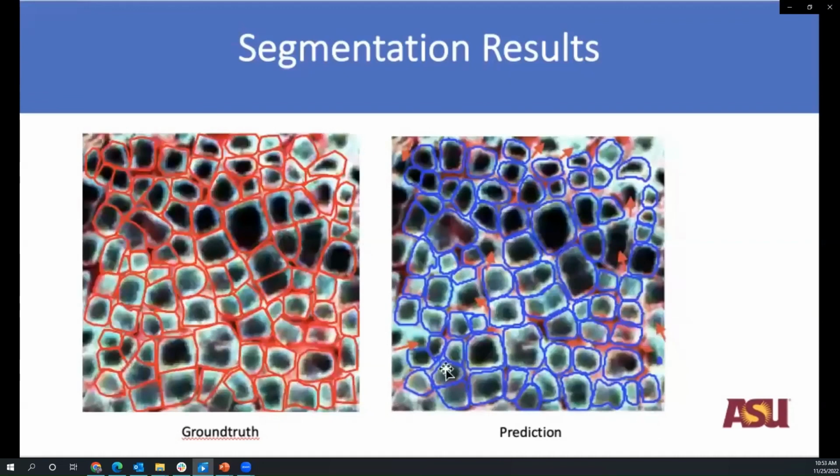And this is another image showing all of the low-centered ice wedge polygons. Again, the left-hand figure shows the ground truth, and the right-hand figure shows the prediction. As we can see, most of the ice wedge polygons were delineated pretty well, but we also observed a few failing cases.